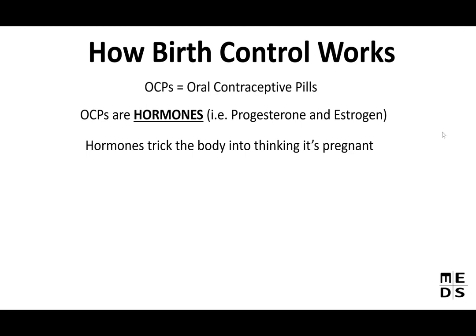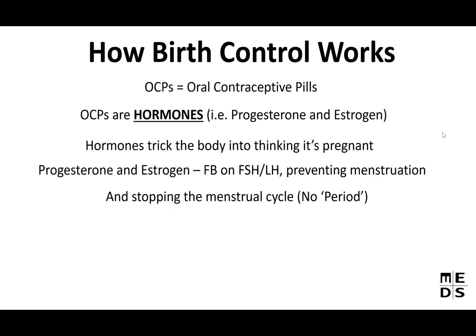it's going to tell FSH and LH to chill out and stay low because we don't want to get ready for another menstrual cycle. We are pregnant. We don't need to do this for the next 9 months. So therefore, you need to shut that off, and that's what birth control is. It's a trick. You're tricking your body into thinking you are pregnant from the presence of progesterone and estrogen. So it's going to have, like I said, negative feedback on FSH and LH, preventing menstruation and stopping the menstrual cycle, meaning you have no period.